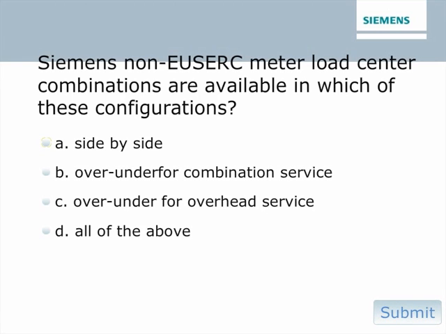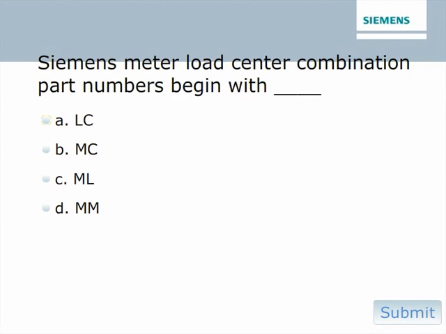Question 4. Siemens non-U-circ meter load center combinations are available in which of these configurations? Is it A, side-by-side, B, over-under for combination service, C, over-under for overhead service, or D, all of the above? Question 5. Siemens meter load center combination part numbers begin with a blank. Is it A, LC, B, MC, C, ML, or D, MM?